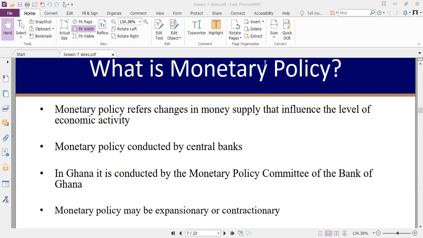Now, the next thing we are going to talk about is who does this monetary policy. Monetary policy is conducted by the central bank. Last week, we learned that the central bank is the only bank mandated to print notes or money. The commercial bank doesn't actually print money, but it is able to generate money through the fractional system. Monetary policy is basically conducted by a committee enacted by law to control the money system in the economy.